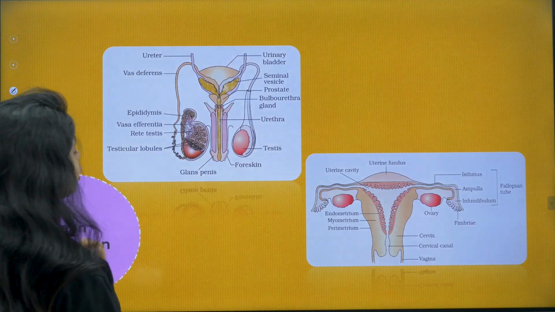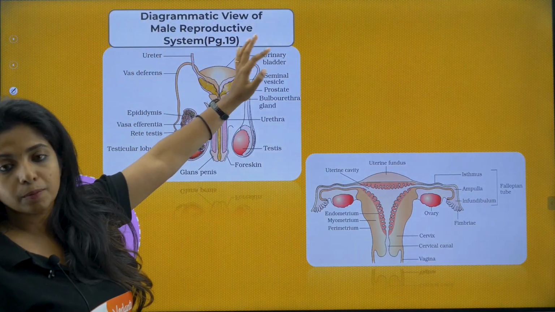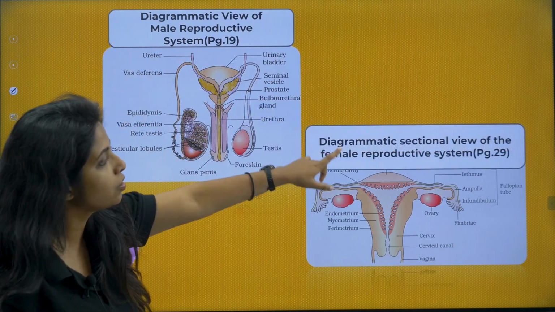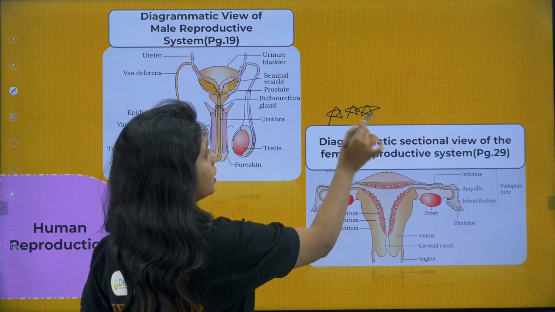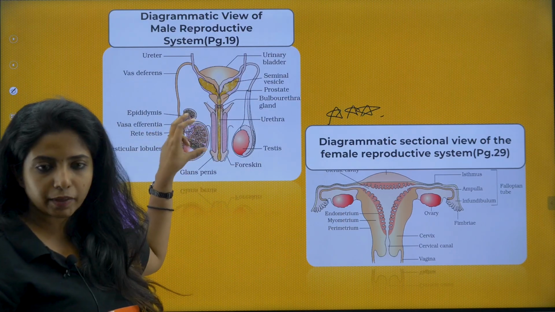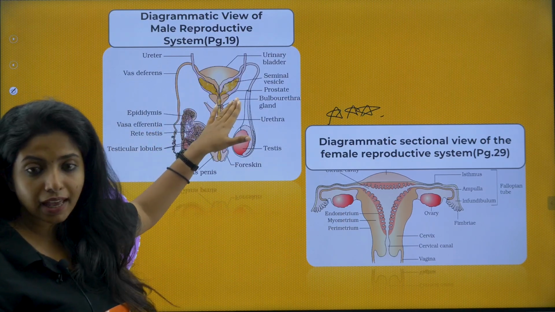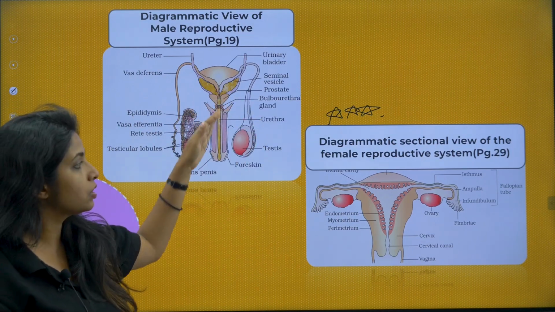Going ahead with human reproduction, my dear children. Over here you have a diagrammatic view of the male reproductive system, and then you have a sectional view of the female reproductive system. This is very, very, very important. Please know the testis, the primary sex organ, then you have accessory ducts carrying the sperm, then you have accessory glands providing secretion to the sperm, then you have external genital organs.